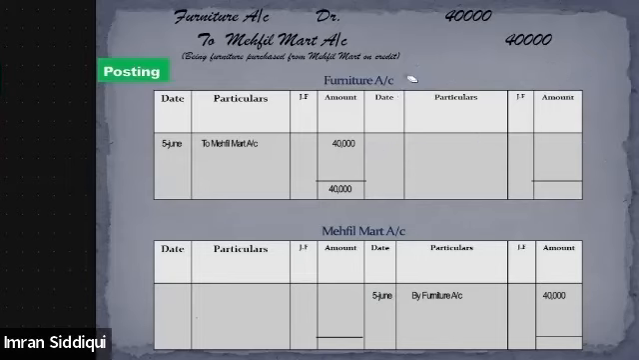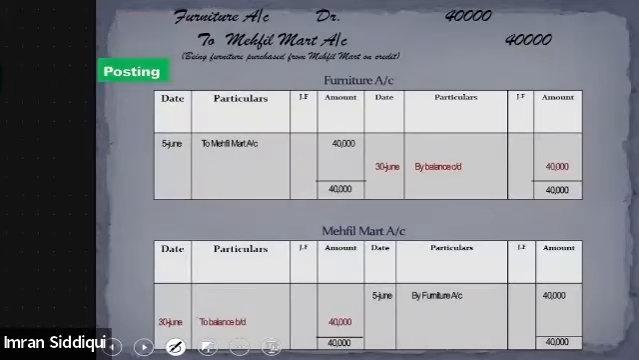So we are presuming that we are maintaining the ledger on a monthly basis. On 5th June we passed one transaction, and at the end of June we will be finding out the closing balance of the furniture account. So on 30th June we will enter the transaction. Similarly, 30th June, to balance c/d for the Mehfil Mart account. Then we will total this, 40,000, 40,000. Please note this down as well. Please enter these values.